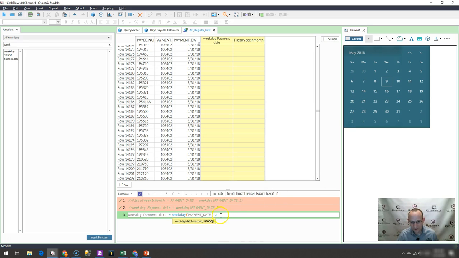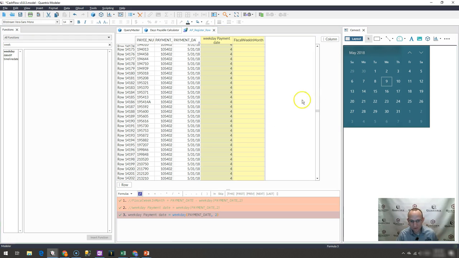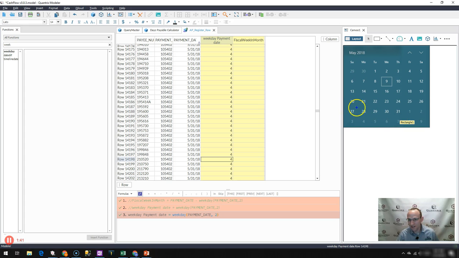So I'm going to put here a 2 because I want Monday to be the first day of my index. If I go ahead and do that, then on 5/31, if I count over 4 spots from Monday, I go 1, 2, 3, 4. So there you go, I have my 4 right here. 4 spots is 5/31. So that is the weekday that the payment happens.